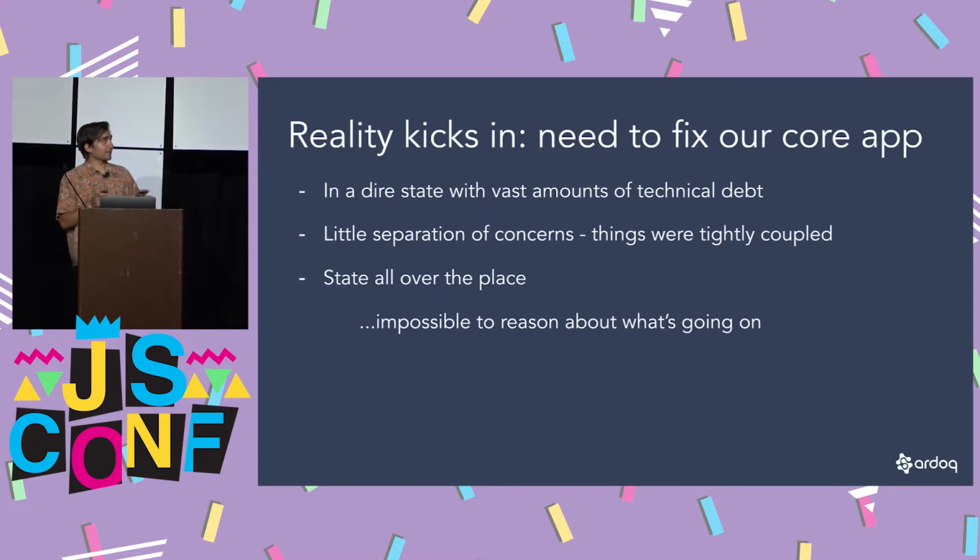There was also very little separation of concern. So if you change something over here, this other thing broke. And also state was all over the place. And it was really hard to reason about what's going on. And I think that's where Redux, for example, has saved us, is that it allowed us to think easier about our state. And we were not really there.